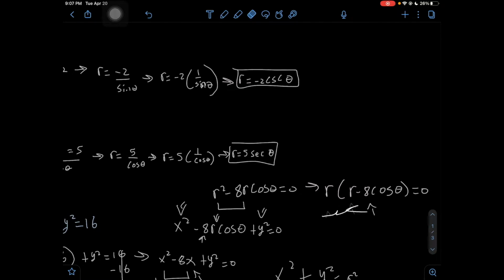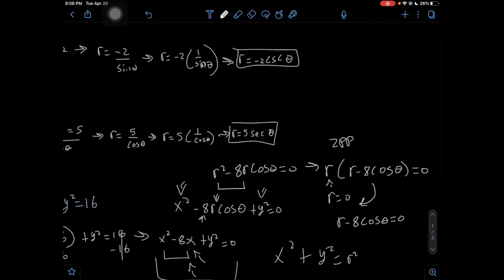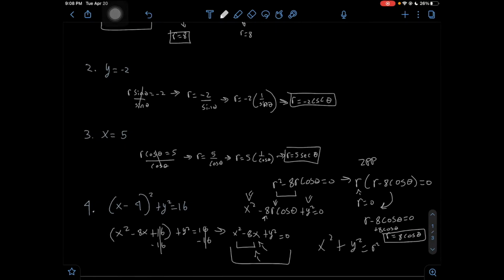Now what we can do is use the zero product property. We can say that r equals 0, because of this r. And then we have r minus 8 cosine of theta equals 0. Now we just need to isolate for r. So we know r equals, add 8 cosine theta to both sides, r equals 8 cosine theta, and that's our answer for number 4.